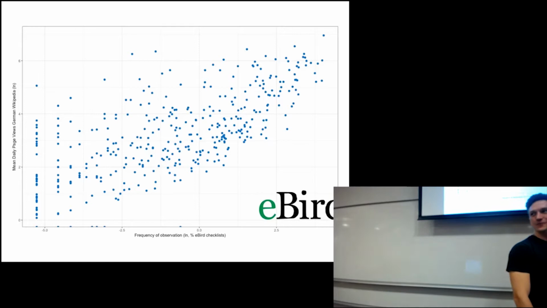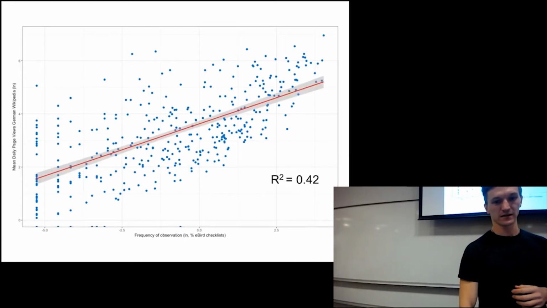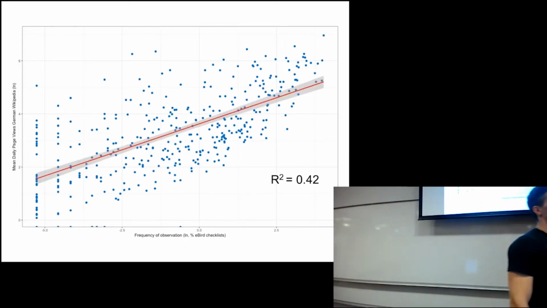So we'll go back to the survey data. Here we have the frequency of observations. This is birds in Germany, frequency of observations, and then the number of page views in German Wikipedia. And you can see there's a pretty strong pattern. It's not explaining all the variation, but there's definitely a correlation that things that are more frequently seen in German-speaking areas also get more views.